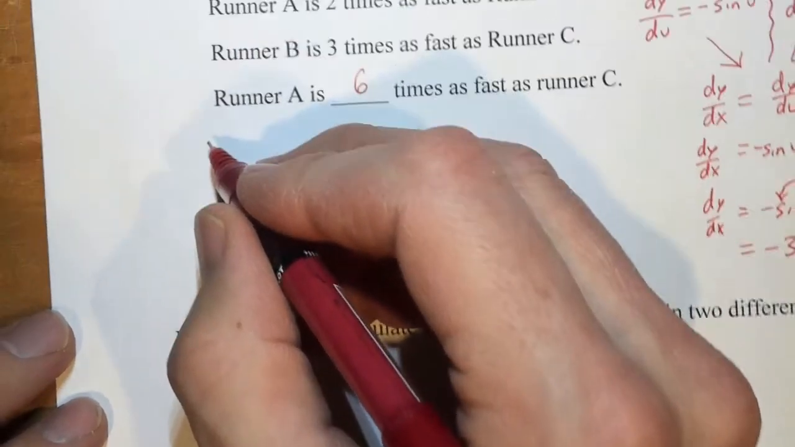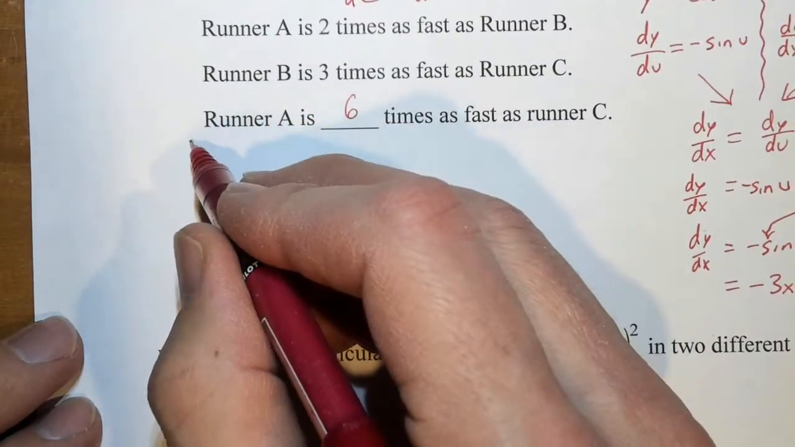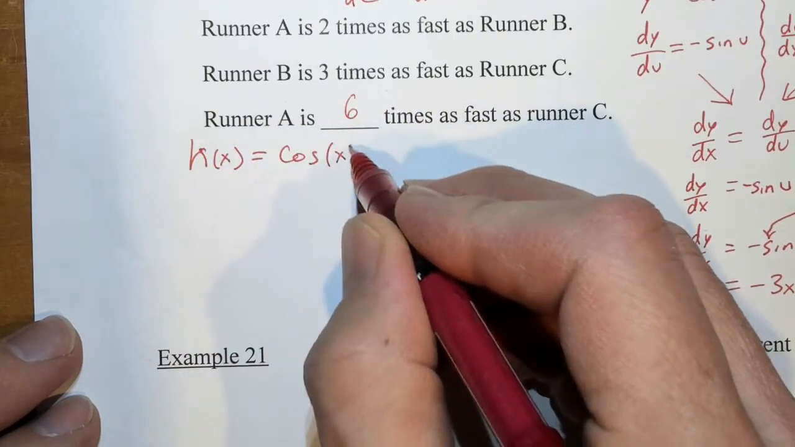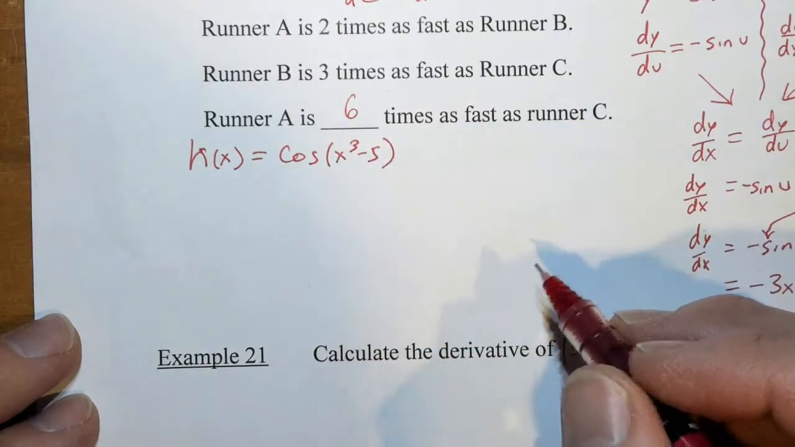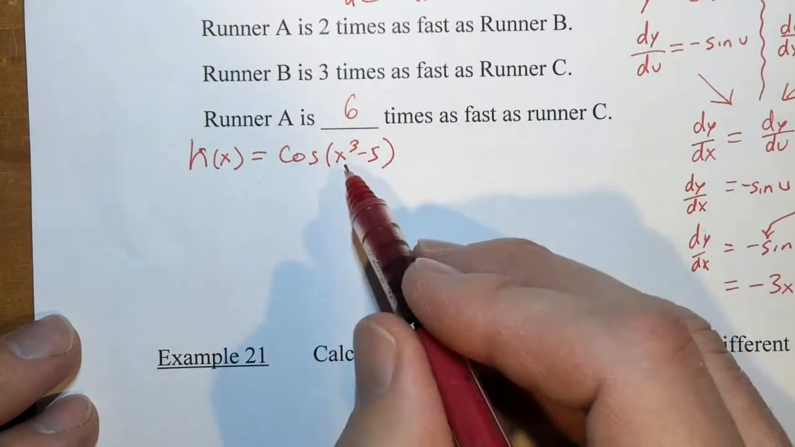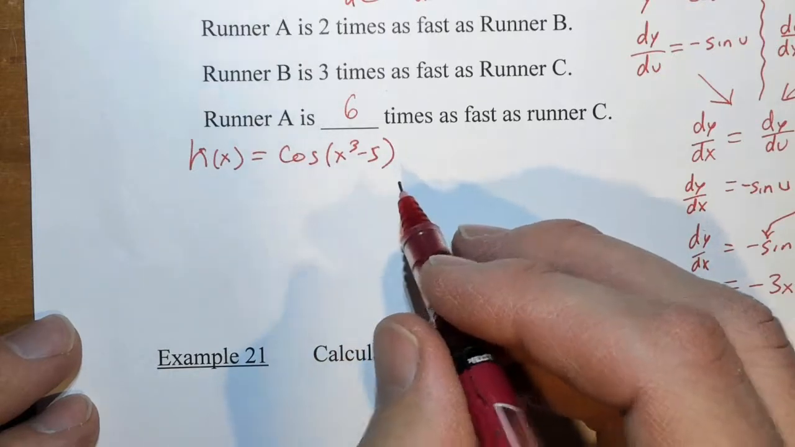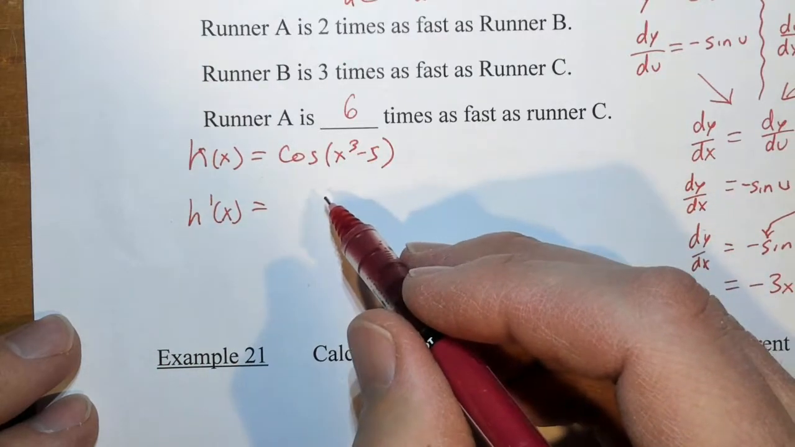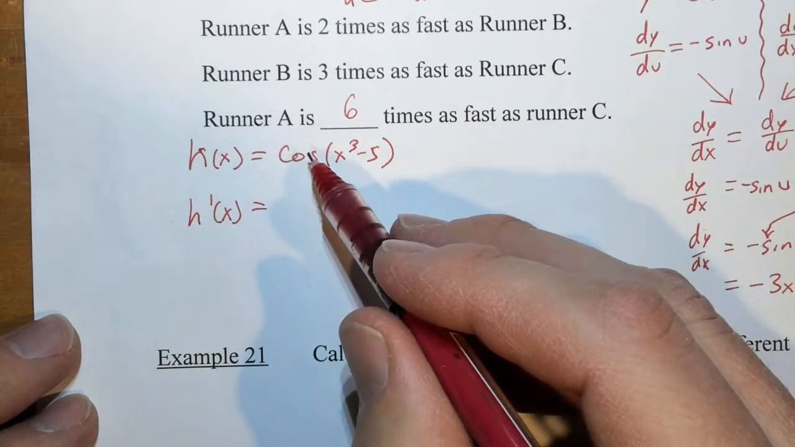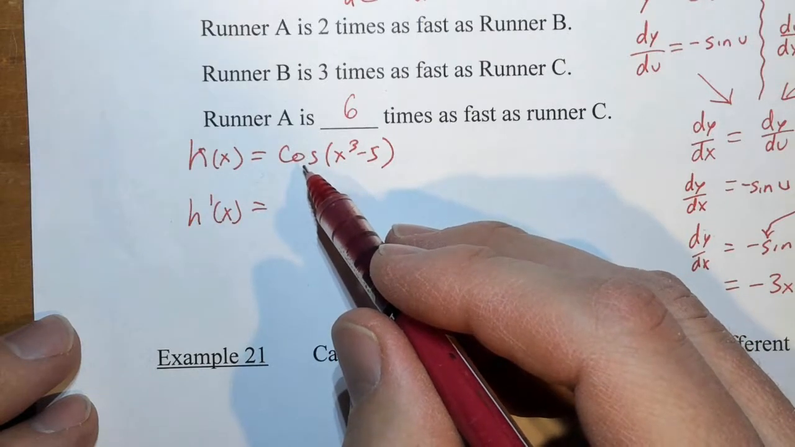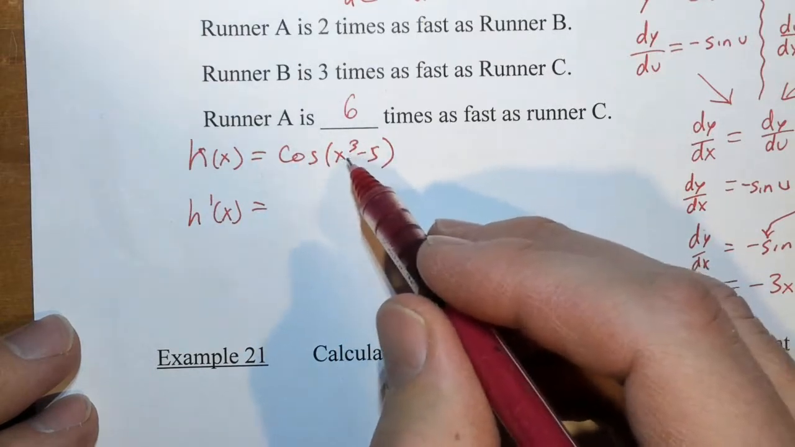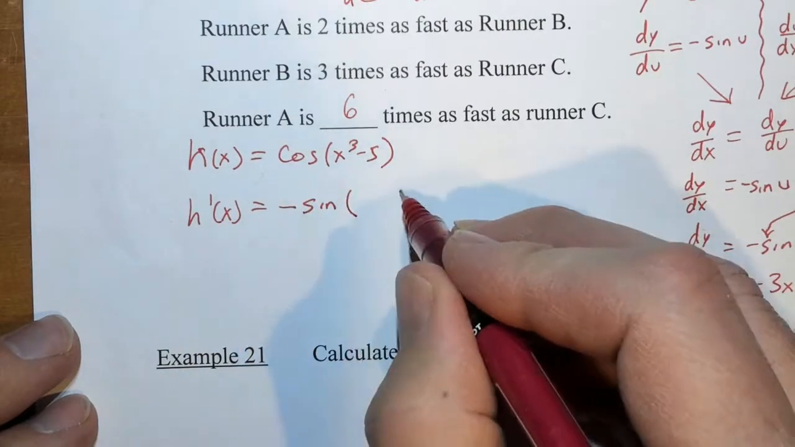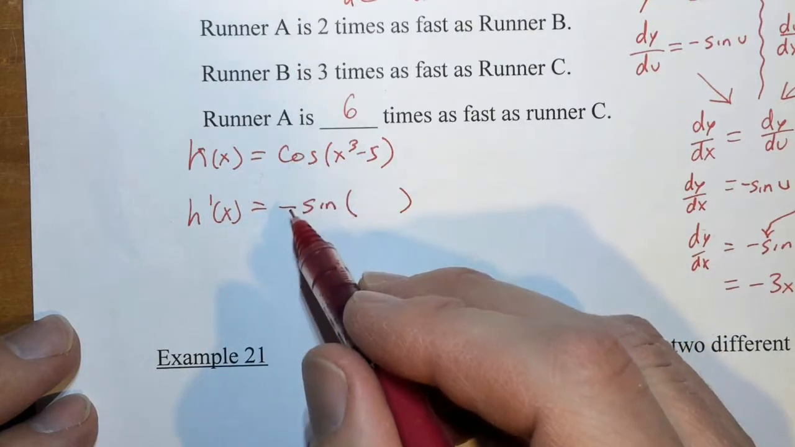In essence, I'm going to use h. h of x is equal to cosine of x cubed minus 5. Cosine is the outer function. X cubed minus 5 is the inner function. When we derive this, remember, we derive the outer function. What's the derivative of cosine? Well, assuming that there was an x here, cosine of x would derive to the opposite of sine. But there's not an x here; there's something more. So cosine is the outer function, and it derives to the opposite of sine.